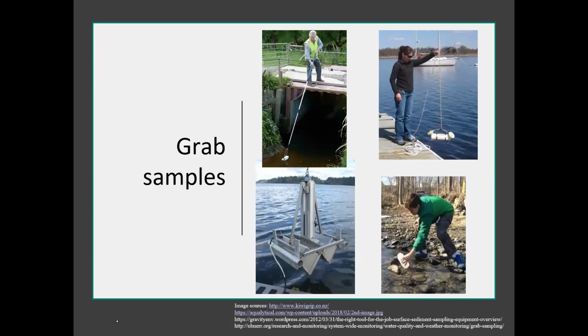We have some grab sampling devices here. It's just simple, a bottle on the end of a stick. This is a sampling device where you can lower it to a certain depth, and then you pull on a string. It opens the ends, fills it up, closes it, and then you pull it back up again so you can sample at depth. You can see this person sampling in a stream.